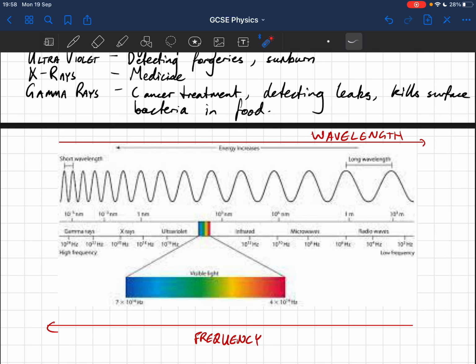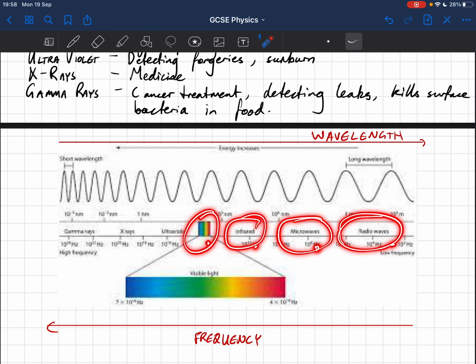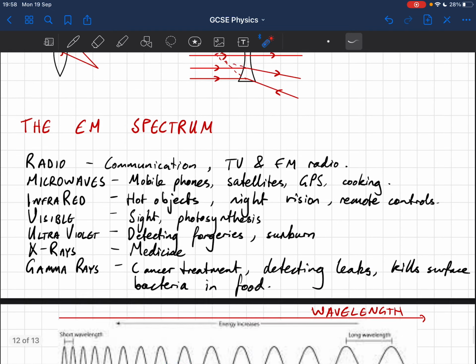At the very long wavelength, low frequency end, we've got radio waves. Then moving up in frequency, and down in wavelength, we've got microwaves, and then we've got infrared, visible light, ultraviolet light, X-rays, and gamma rays. So you need to know a bit about what these do.